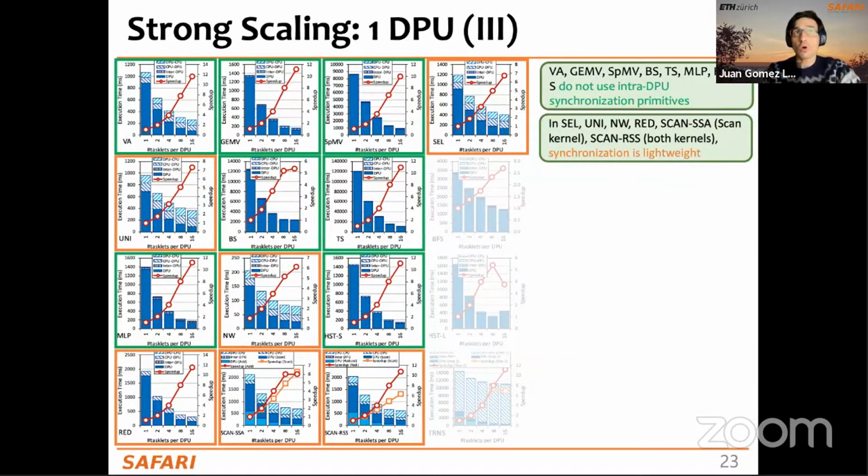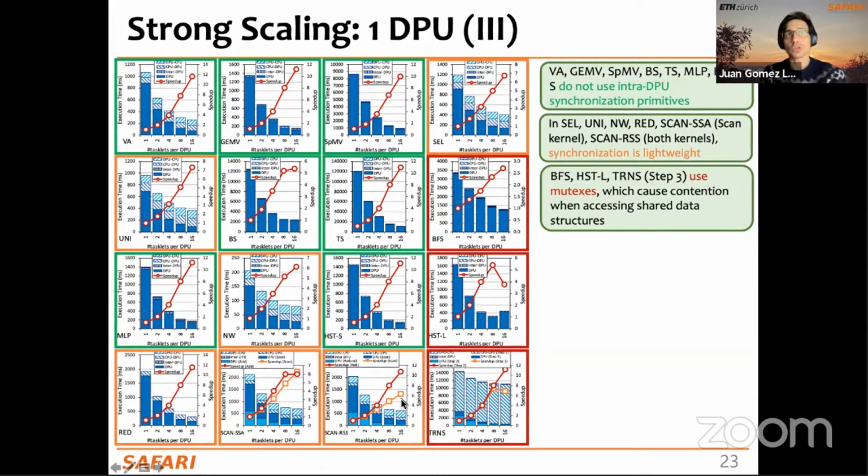In some other workloads, this intra-DPU synchronization exists. For example, in the reduction, remember that in the parallel reduction, in all 3 implementations, we need to synchronize the tasklets after they have computed their own local sum, and to do so, we use a barrier. But this barrier in the end doesn't represent so much overhead, so we still see good scaling from 8 when we increase the number of tasklets.